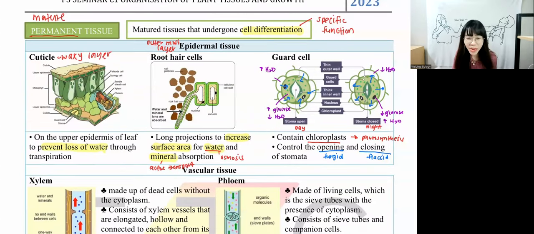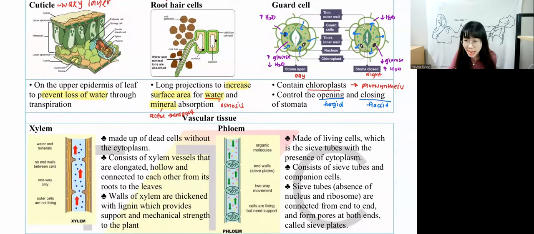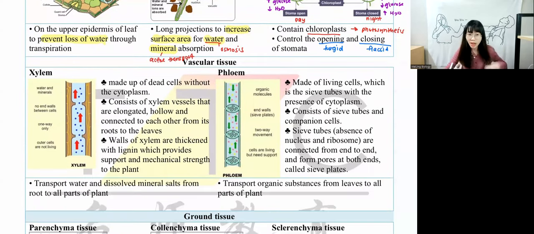Okay, next, we have vascular tissue. Again, we have learned, when you look at the word vascular, you have to think of what? Vascular means what, guys? Vascular means xylem, phloem. Very good, xylem and phloem, right? So we have mentioned it just now. Xylem transports water and minerals. Phloem transports organic substances. Water, minerals, organic substances. Okay, this is the function that we have learned before.